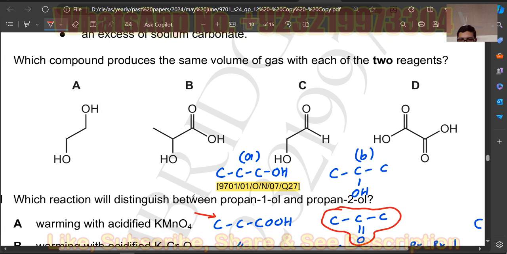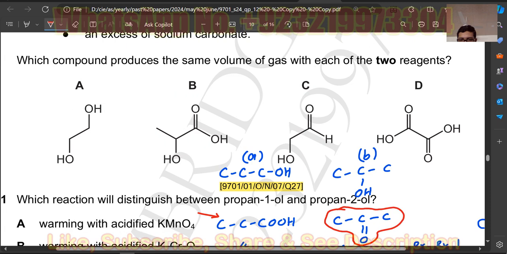So propan-1-ol is giving the propanoic acid and propan-2-ol is giving the ketone, but it is not distinguishing them. It is simply how one compound is reacting with both. It means KMnO4 is reacting with propan-1-ol and it is also reacting with propan-2-ol, so it is not basically distinguishing them. So it is not the distinguishing test for these two molecules.